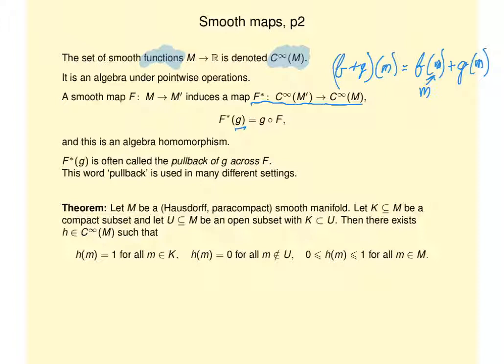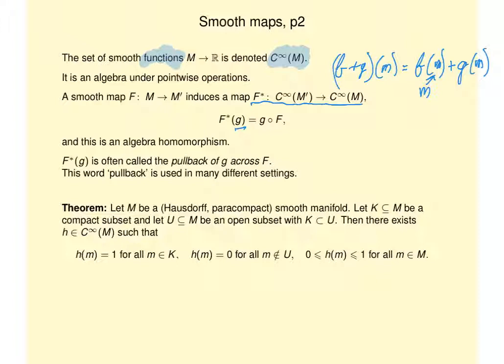This is often called, or rather f star of g is often called the pullback of g across f. This is a perfectly good bit of terminology. The only thing to be aware of is that the word pullback has a lot of other uses as well. They're all, in some vague general sense, rather similar, but the details differ.